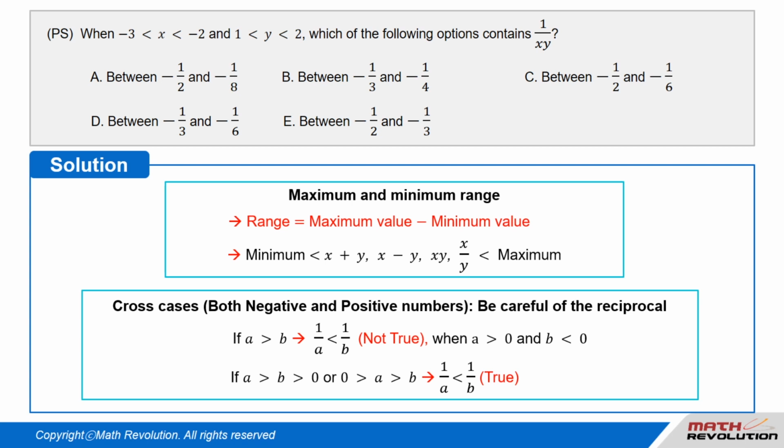Always be careful when dealing with negative numbers, including the cross multiplication cases, which are related differently to positive numbers and negative numbers. If we're given that a is greater than b, then 1 over a is smaller than 1 over b will not be true when a is greater than 0 and b is smaller than 0. However, if a is greater than b, which is greater than 0, or 0 is greater than a, which is greater than b, then 1 over a is smaller than 1 over b will be true.